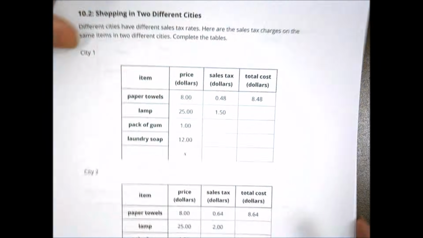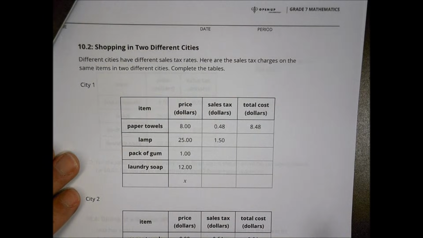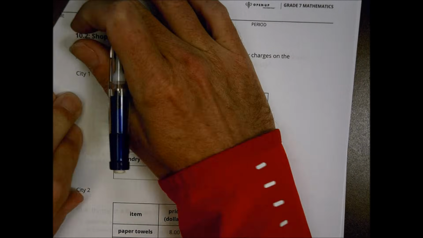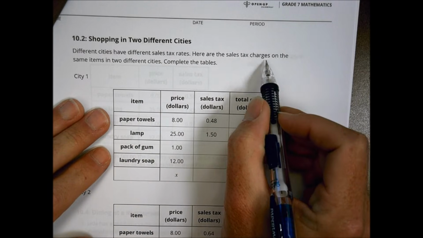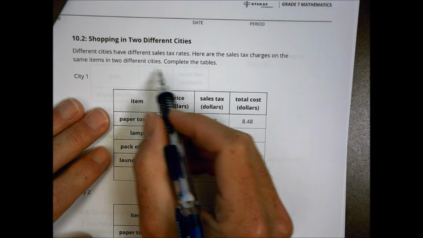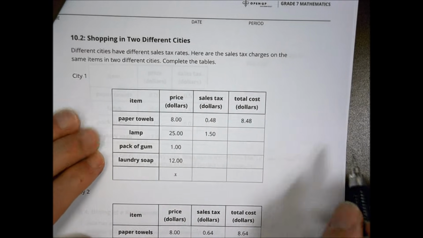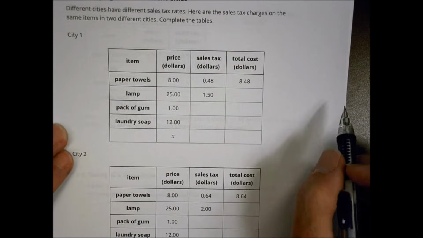Lucky you. All right, let's look at activity number 2. Activity 2 is called shopping in 2 different cities. It says different cities have different sales tax rates. Here are the sales tax charges on the same 2 items in 2 different cities. Complete the tables. All right, so let's take a look at what we have for city 1.